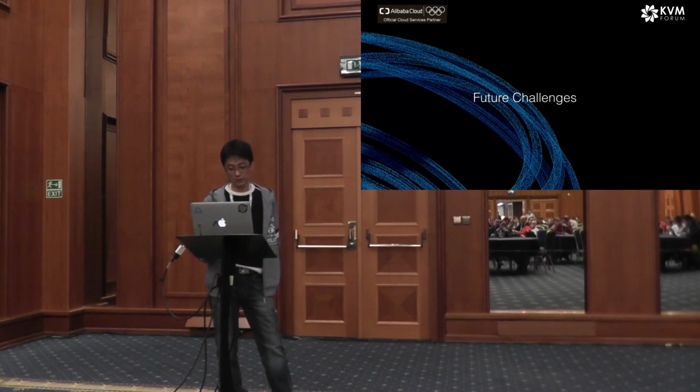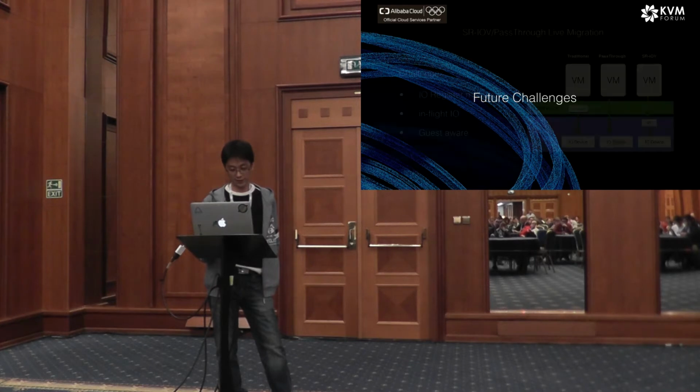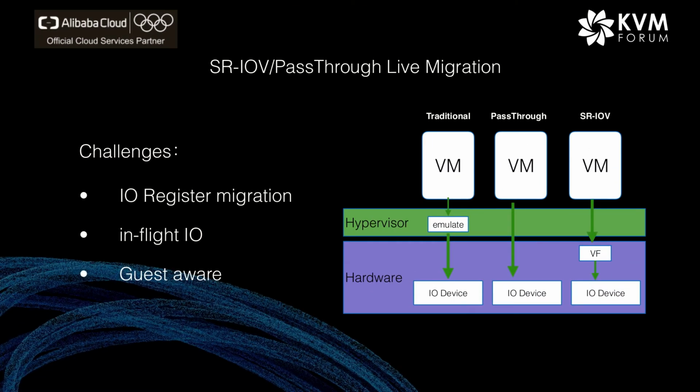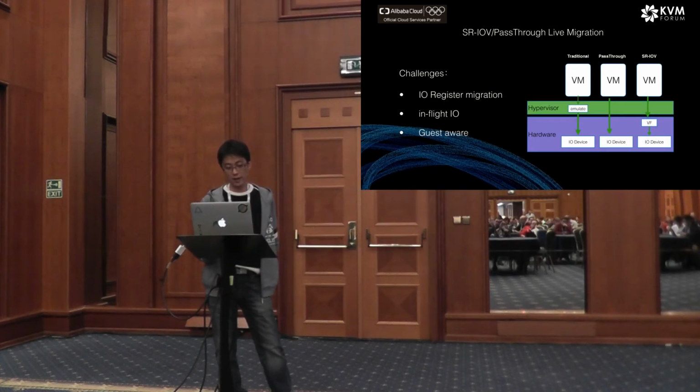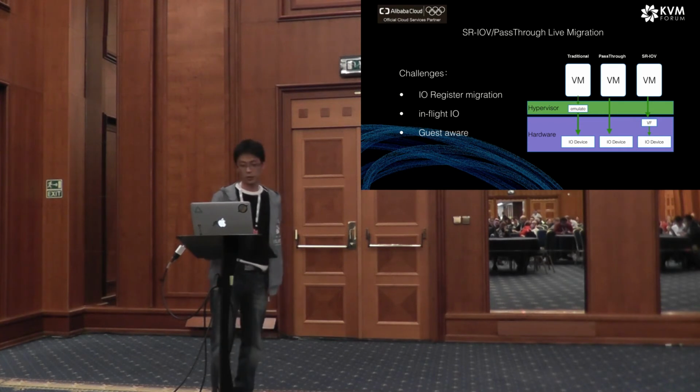But still, some challenges need to be fixed. The first one is SR-IOV, or pass-through live migration. This is not a new problem, but it is getting worse and worse in our cloud, because more and more devices start using SR-IOV or pass-through to improve their performance. But currently, most solutions related to migrating these devices focus on hot plug of these devices, and we don't think that is practical in an actual production environment.